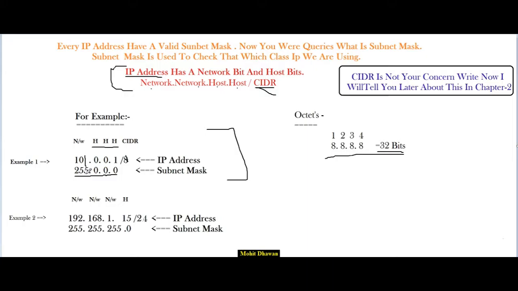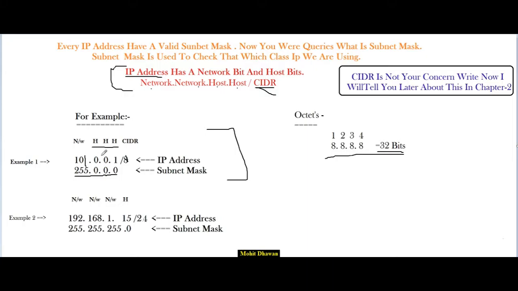Okay guys, remember I told you that we can put a maximum value of 255 in an octet, but only in the subnet mask, not in the IP. In an IP we cannot even put 255. So guys, if an octet is full, we give it subnet mask 255.